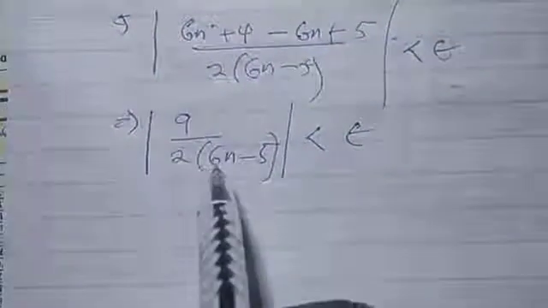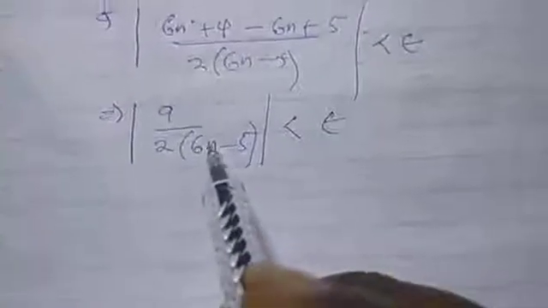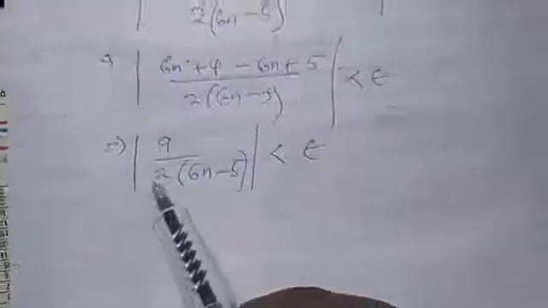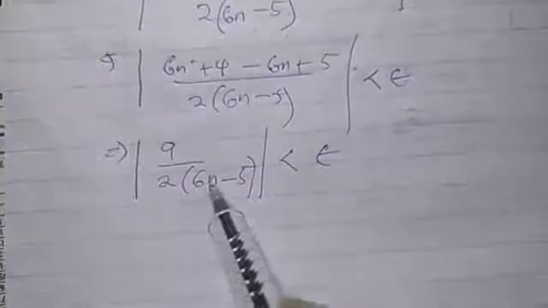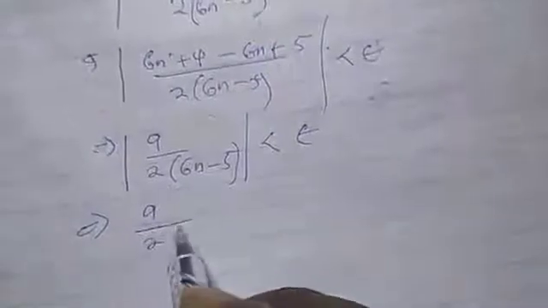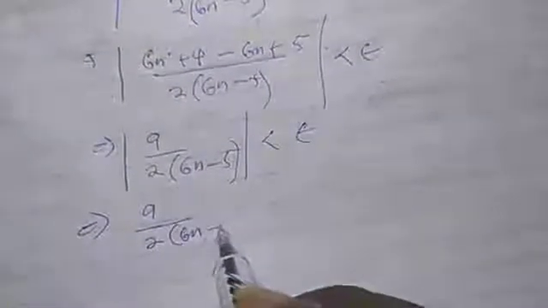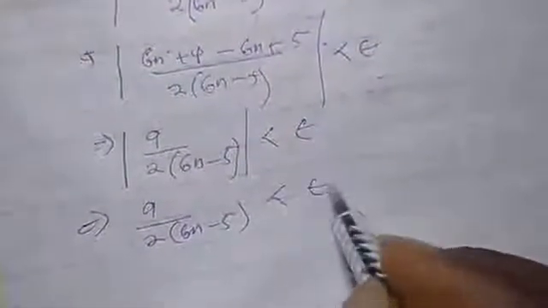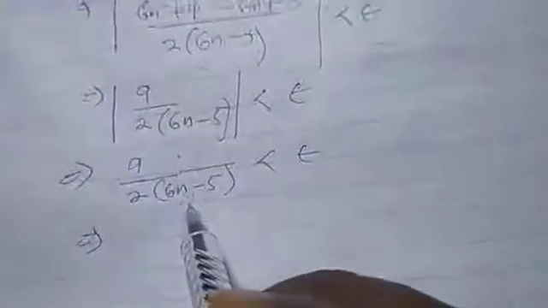So we now observe that for every n in that sequence, n runs from 1 to infinity. For every n, this expression is always positive. So in that case, I can remove it from the absolute value. I will have 9 over 2 into 6n minus 5 is less than epsilon. Now, let us interchange this. That is, we take this up, we bring this down.